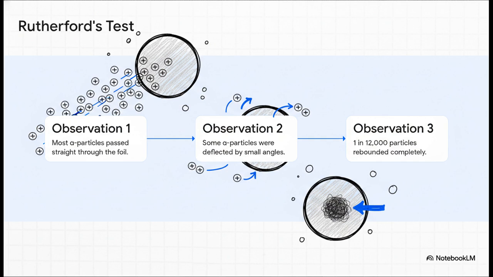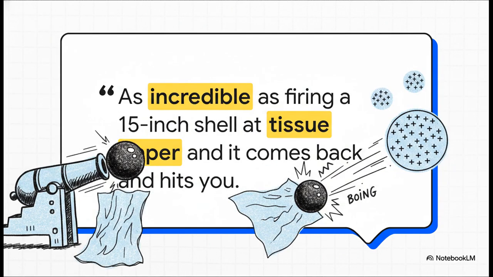1, most of the particles just passed straight through the foil. 2, a few of them were deflected by small angles. But 3, and this was the complete shocker, about 1 in every 12,000 particles bounced straight back as if it had hit something solid. Rutherford himself was amazed. He described his surprise with this famous quote. He said it was as unbelievable as firing a big cannonball at a piece of tissue paper and having it come back and hit you. This could only mean one thing. There must be something very small, very dense, and positively charged at the center of the atom.